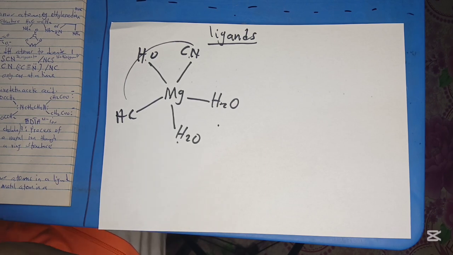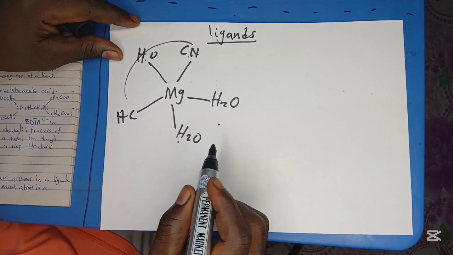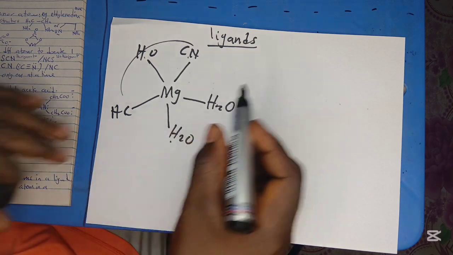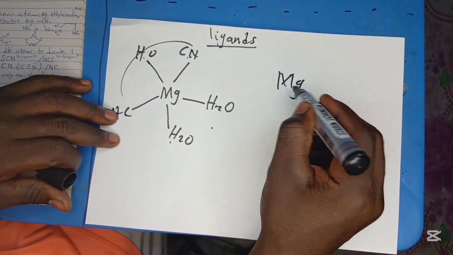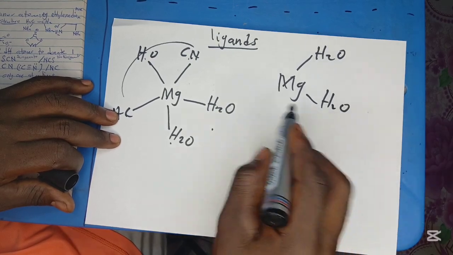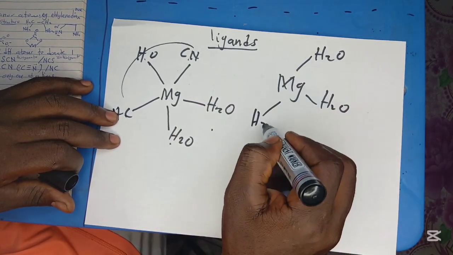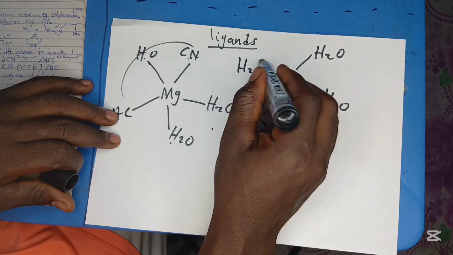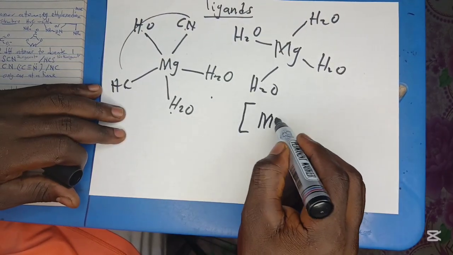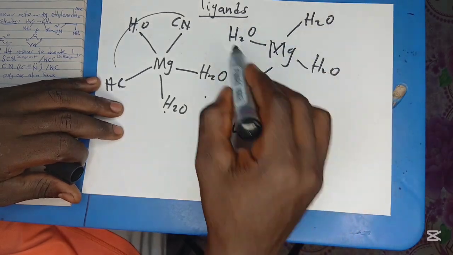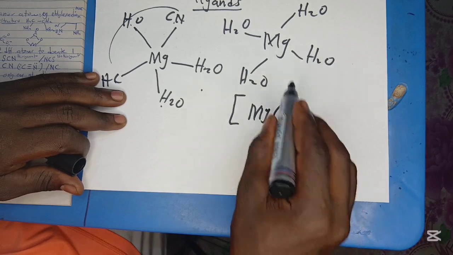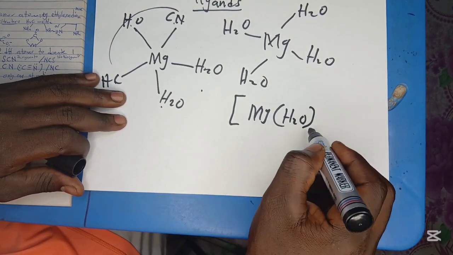Assuming we have a metal surrounded by H2O, we can have a compound in this form. We can represent this in a square bracket, M with H2O. How many H2O do we have surrounding the metal atom or the metal ion? We have 4. So H2O, 4.